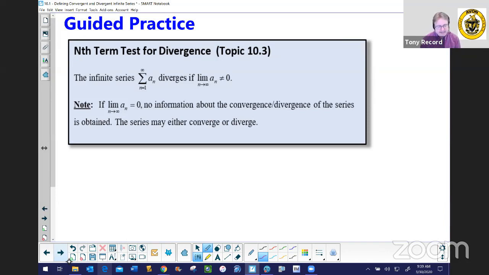Now there's a caveat to this. We can't work in reverse and assume that this is going to be true if we negate everything. We can't say that, well, if the limit is equal to 0, then we converge. That's not necessarily true. In fact, no information about convergence or divergence can be obtained. It might converge, but it still might diverge.